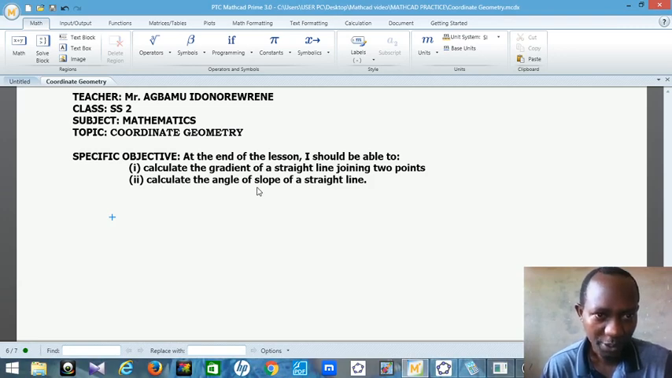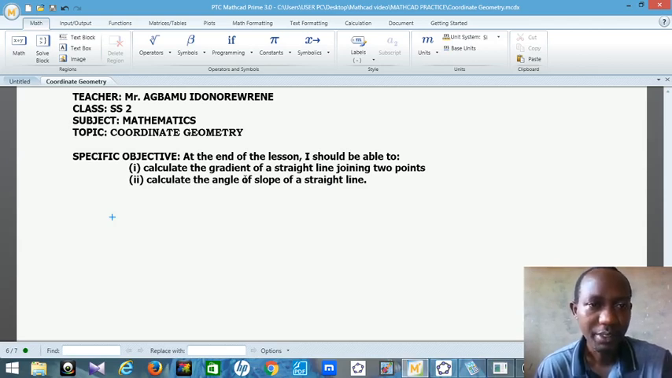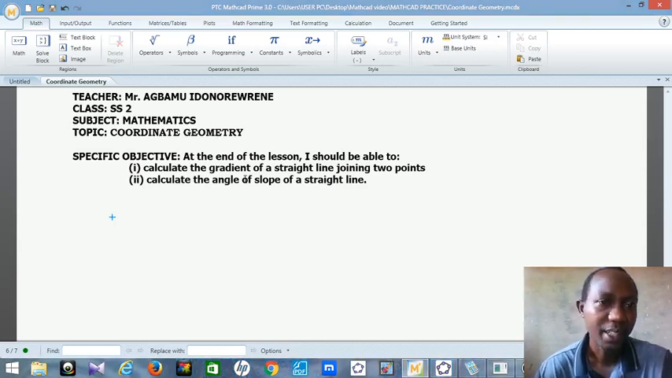So all I'm going to do in today's class is to show you how to calculate the gradient of a straight line when 2 points are given on the line. Then how do you get the angle of slope? Okay, let's go straight to the point.